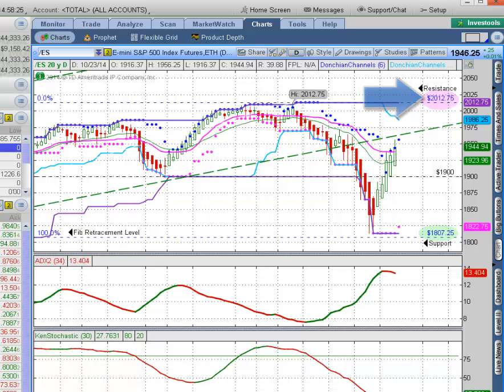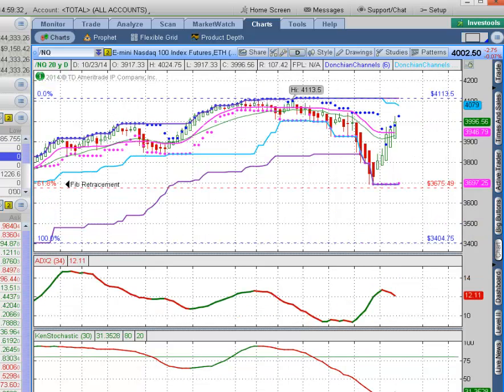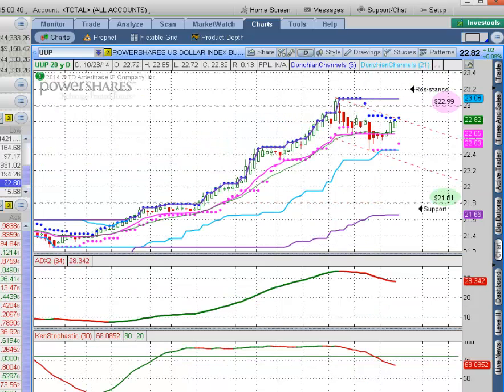Resistance is at 2012. The NASDAQ 100 futures also closed up. Support is at 3675, and this is the 61.8% fib retracement level. Resistance is at 4113. The US dollar closed up slightly. The short-term downtrend channel has been redrawn, and this can be seen by the red dashed lines. Resistance is at 22.99. Support is at 21.81 as seen by the green oval.